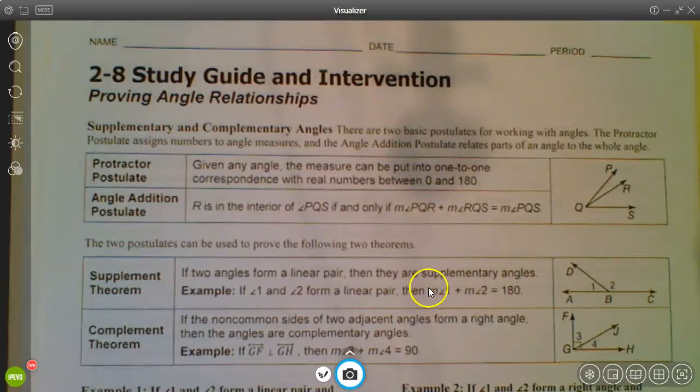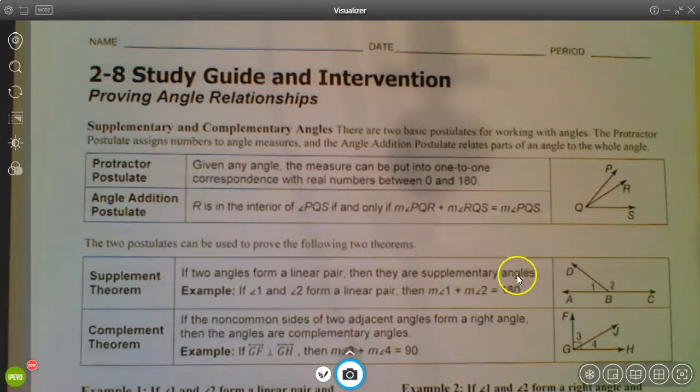The supplement theorem just talks about having a linear pair. Whenever you are told that you have a linear pair, if this was given to you, then your conclusion would be that the angles are supplementary. And so that's something we'll know is true.